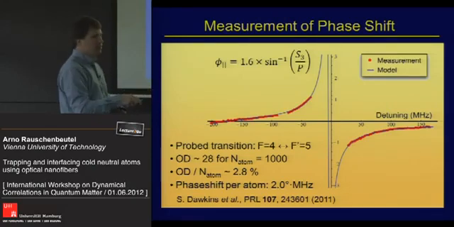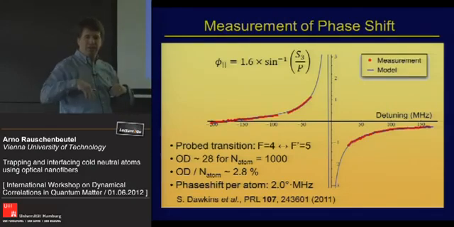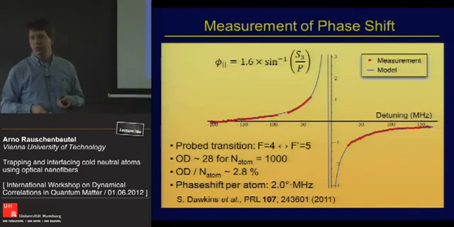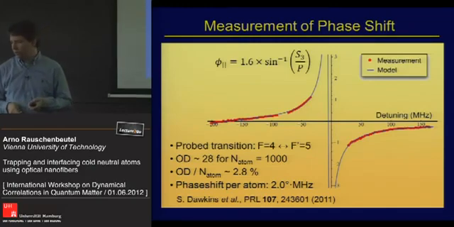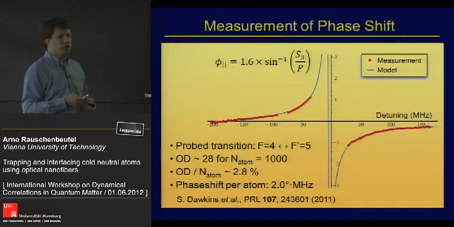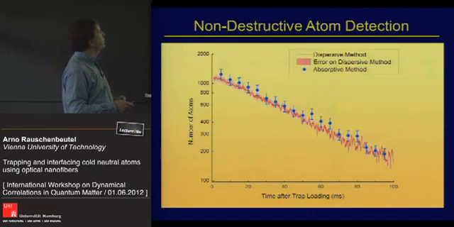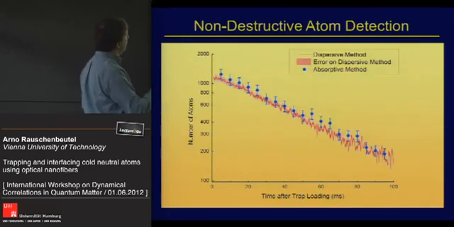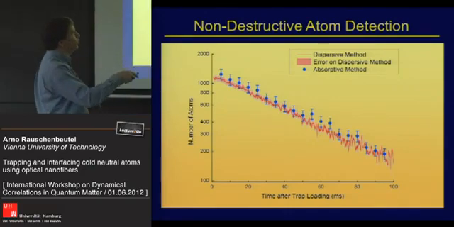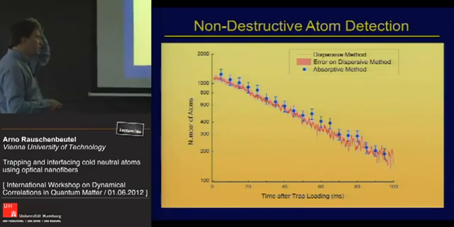I mean, you have to divide this by the detuning. So say if you have 10 megahertz detuning, then you have 0.2 degrees phase shift per atom. So this is really a significant effect, and you can now use this phase shift to non-destructively detect the atoms. So we have shown this here in this plot, where you see that the number of atoms as a function of time after trap loading is the same for both probing methods. So it's actually exponential decay of the number of atoms with a decay time of about 50 milliseconds.